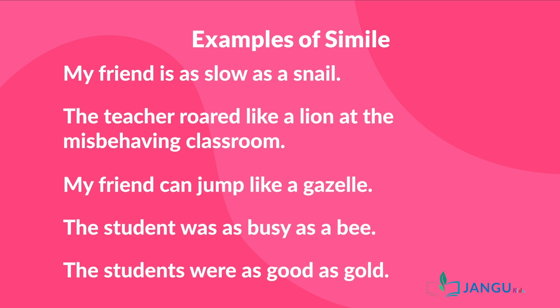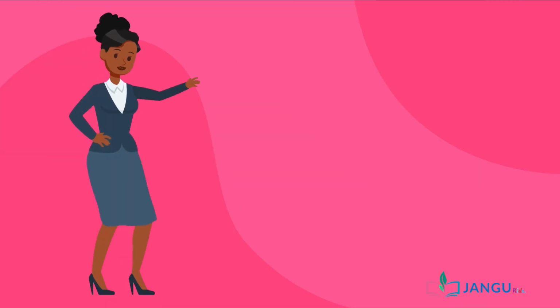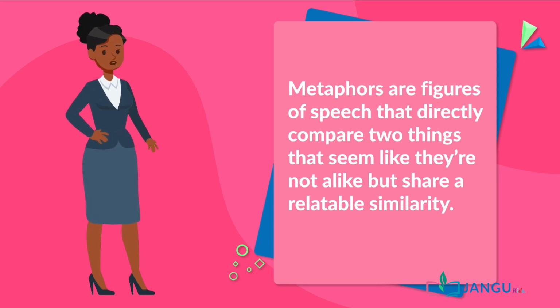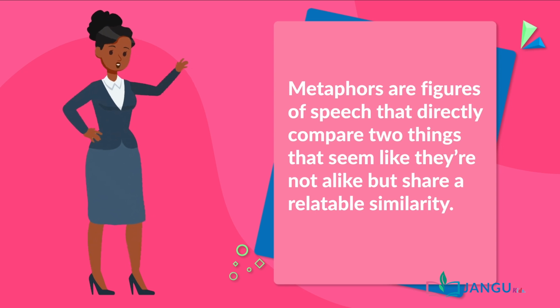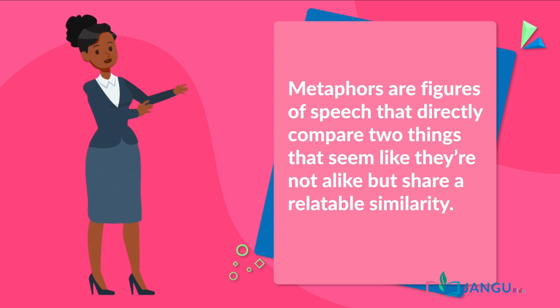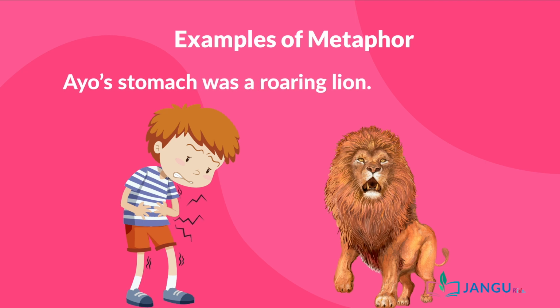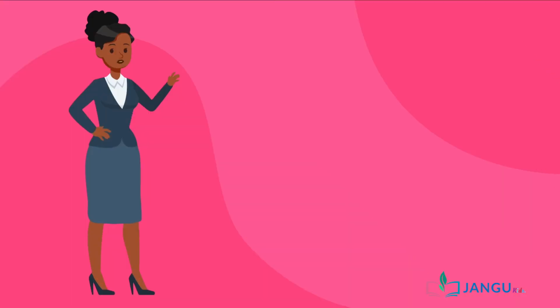Now that we understand a simile, let us look at what a metaphor is. Metaphors are figures of speech that directly compare two things that seem like they are not alike but share a relatable similarity. For example, Aya's stomach was a roaring lion. Now you know her stomach isn't actually a roaring lion. But just as the lion roars, the stomach can also make a growling sound that sort of sounds like a lion's roar. Hence the comparison.